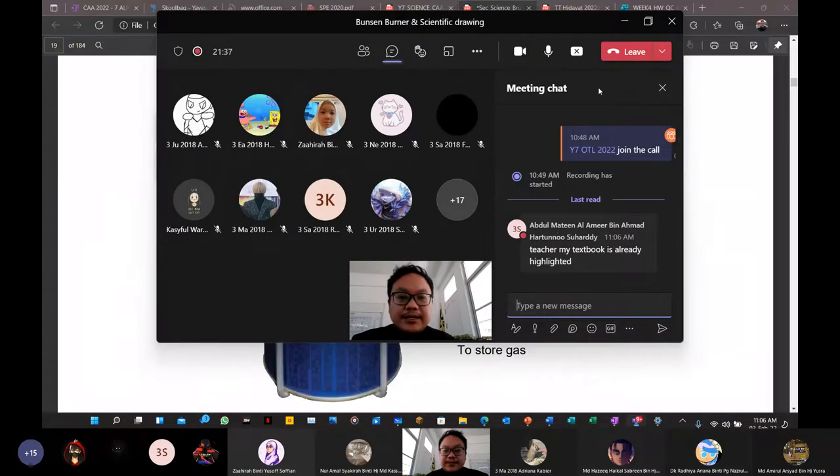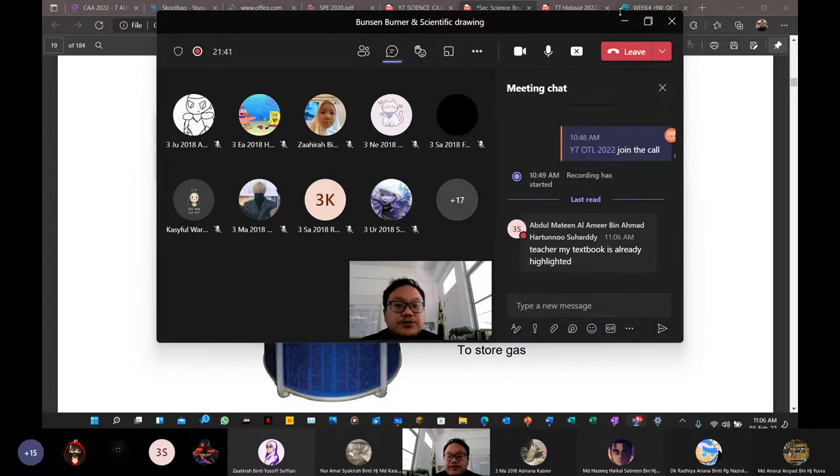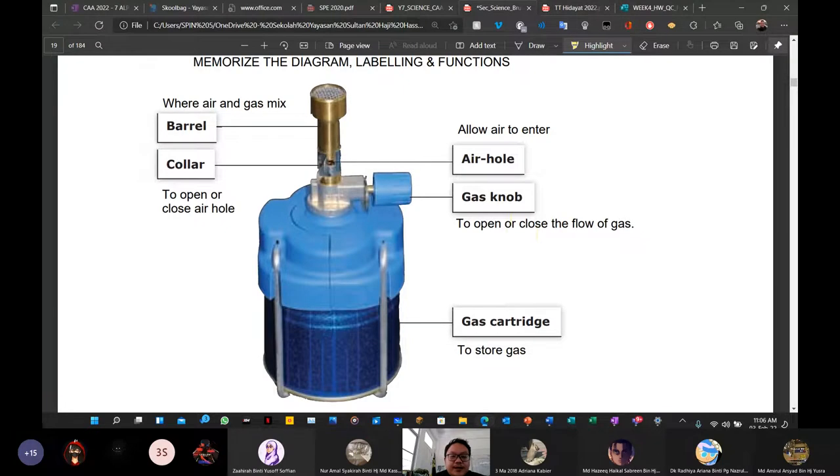Teacher, my textbook is already highlighted. Okay, good. So this one is for those whose book has not been highlighted yet. I believe that none of you have written this down before, because I've never done this with previous classes. So make sure you write down the function. Collar, you can turn it to open or close the air hole. The air hole allows air to enter. So that air is actually oxygen, specifically oxygen, to enter.